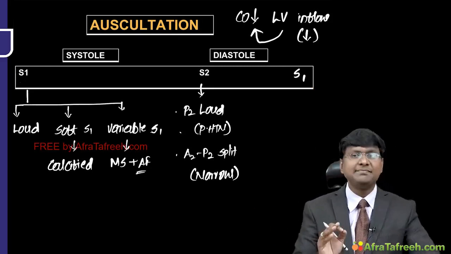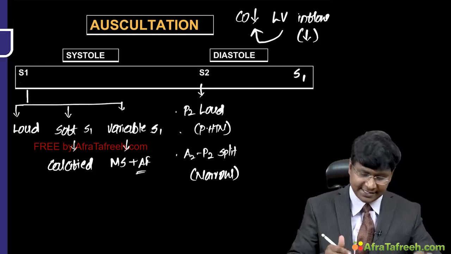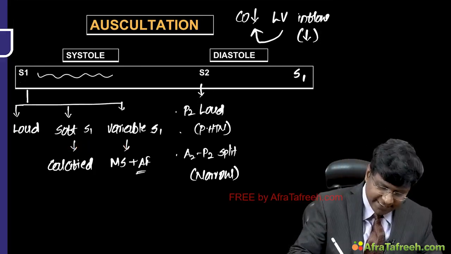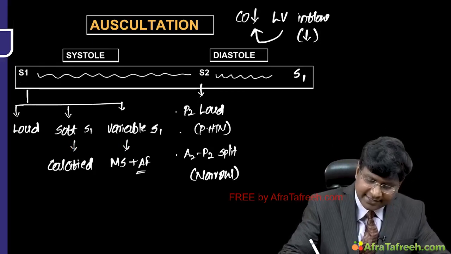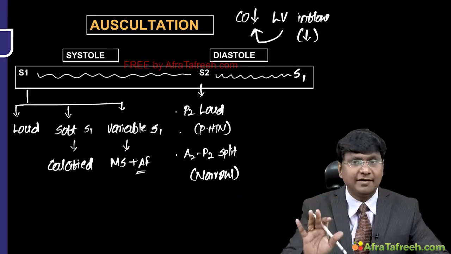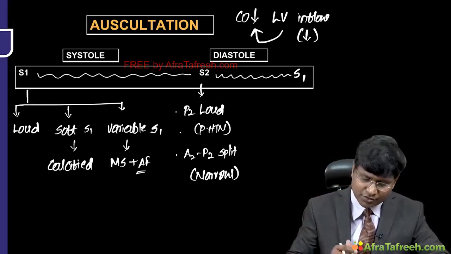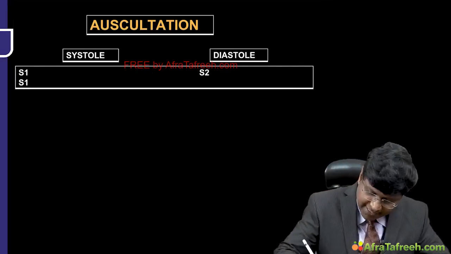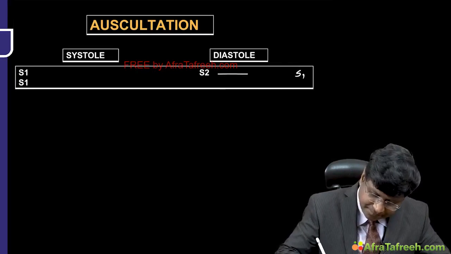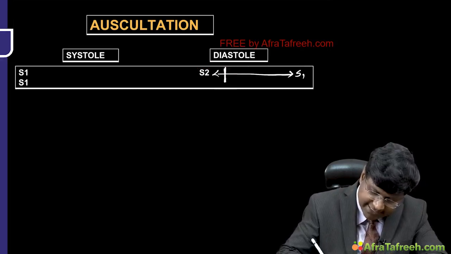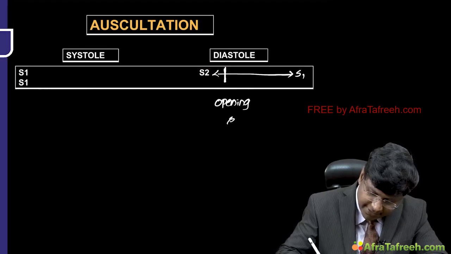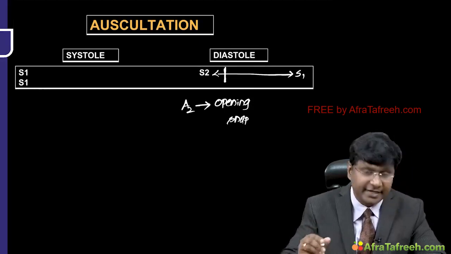Then the next important abnormality is in the diastole. You don't have much of additional sounds between S1 and S2, but the entire problem is during the diastole. During the diastole, you have the following additional sounds. Between S2 and S1, in the early part of the diastole, you have the opening snap. This opening snap is heard immediately after A2.